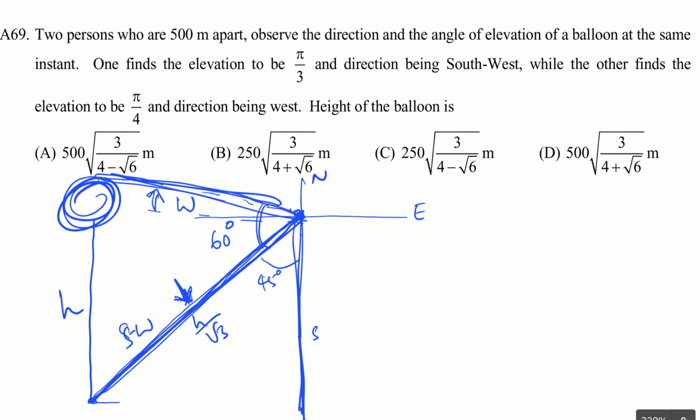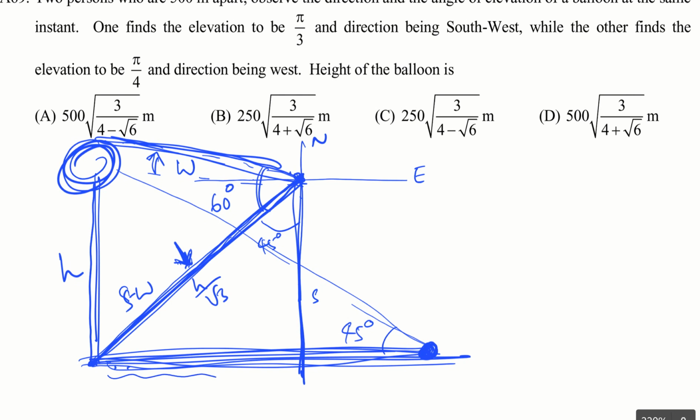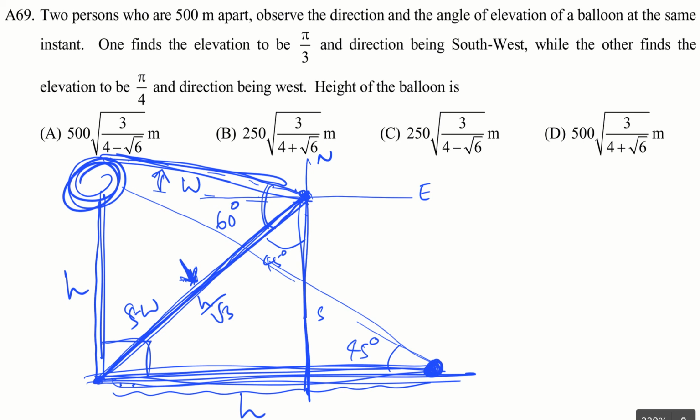And now a guy who is standing, say somewhere here, observe that for the guy standing here, the balloon is in the south side. Okay, this guy observed the balloon at an inclination of 45 degrees. So this is equal to this now. So this whole thing is h, because that is 45 degrees. We have an isosceles triangle there. Now it is given that the distance between these two guys is 500 meters. This is given to be 500.